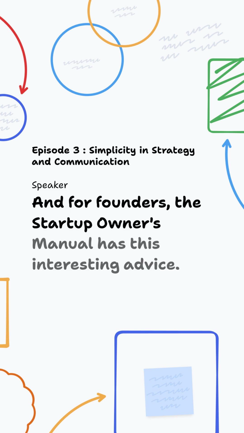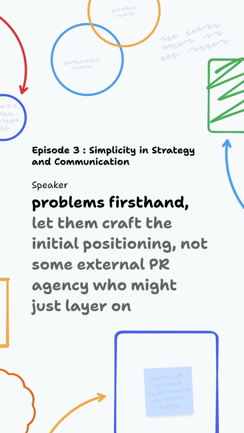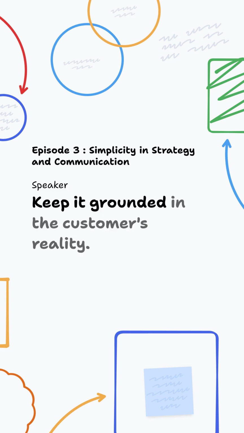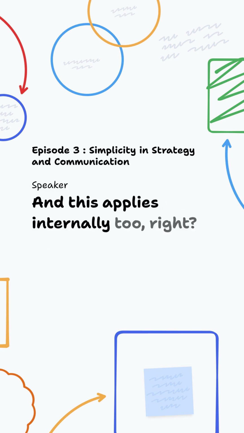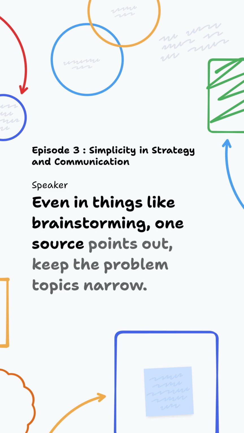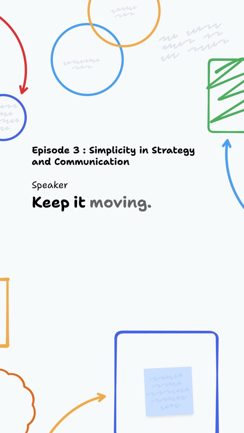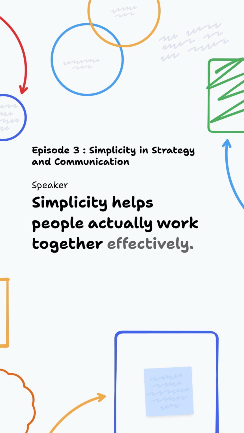And for founders, the Startup Owner's Manual has this interesting advice. It suggests letting the customer development team, the people actually talking to customers, hearing their problems firsthand, craft the initial positioning, not some external PR agency who might just layer on buzzwords and complexity. Keep it grounded in the customer's reality. And this applies internally too, right? Not just talking to customers or investors. Absolutely. Even in things like brainstorming. One source points out, keep the problem topics narrow. Focus. Right. No more than one topic in a session. And the ideas must be stated briefly. Keep it concise. Keep it moving. Simplicity helps people actually work together effectively.